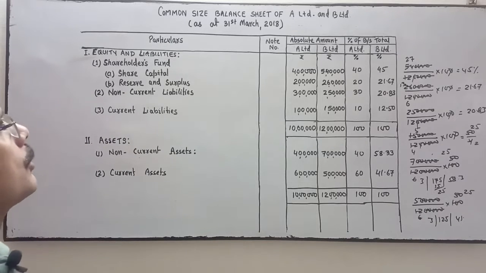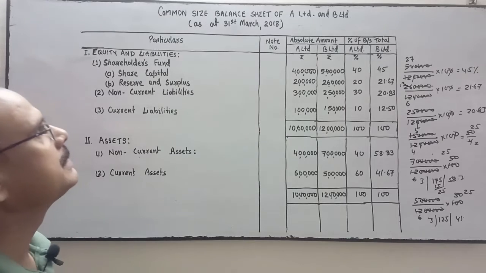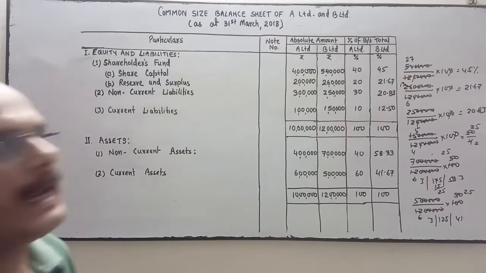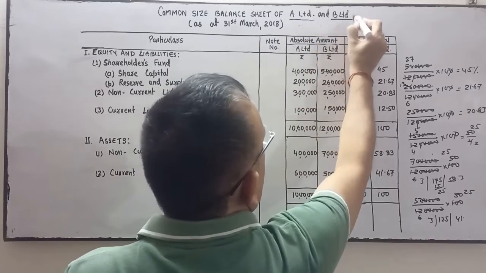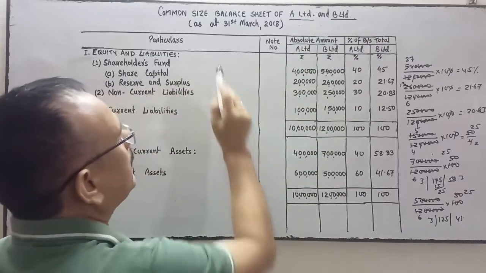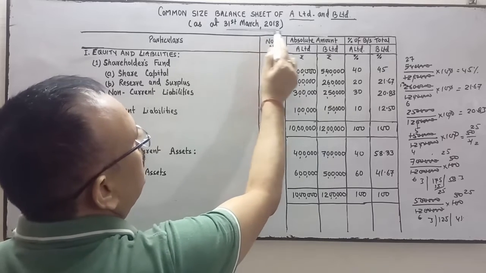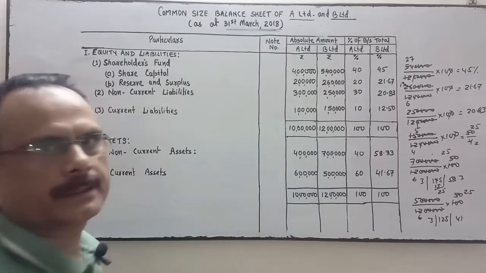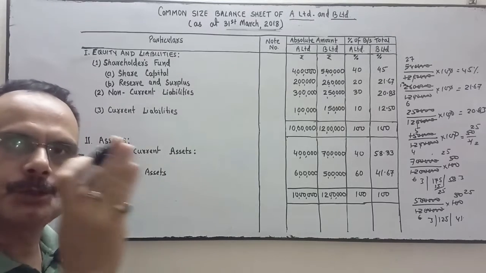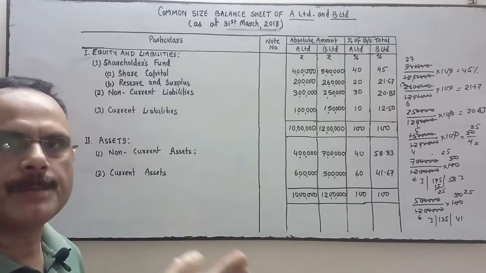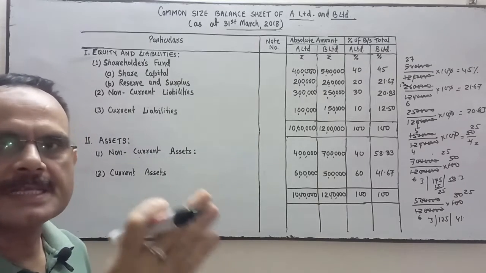So this is common size balance sheet. Common size balance sheet of A Limited and B Limited as at 31st March 2018. This is for 1 year, but companies are 2. We are comparing the two companies, A Limited and B Limited, through the common size balance sheet.